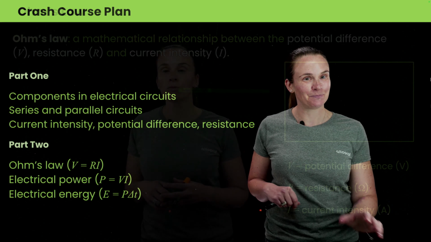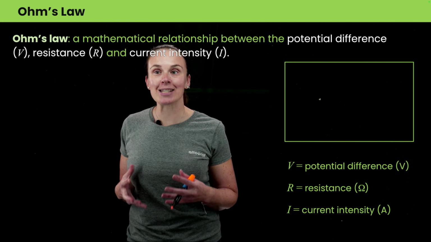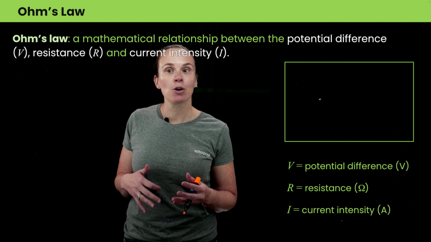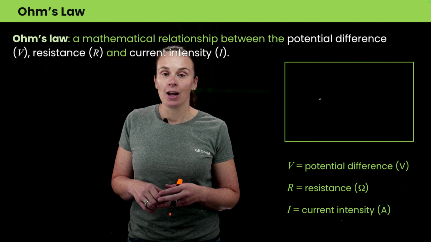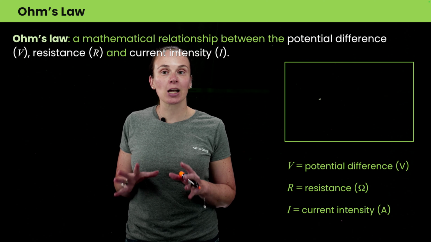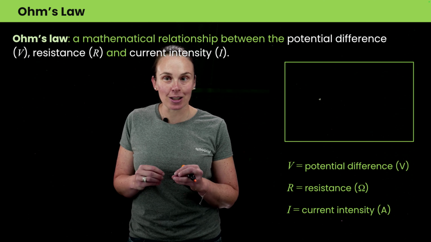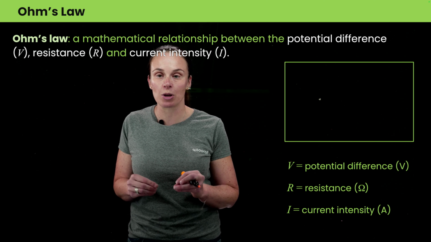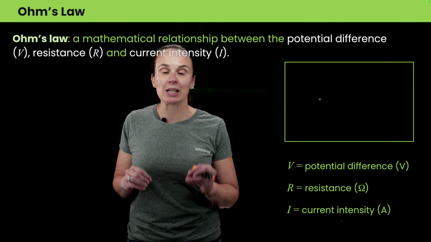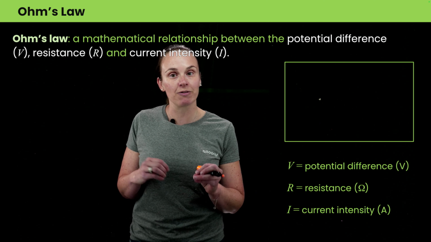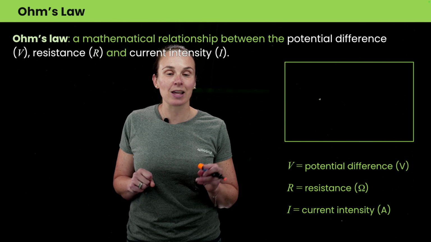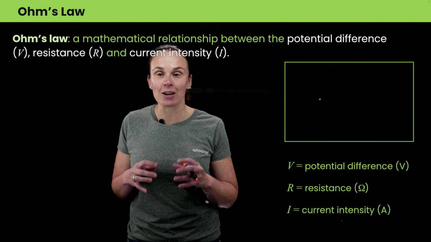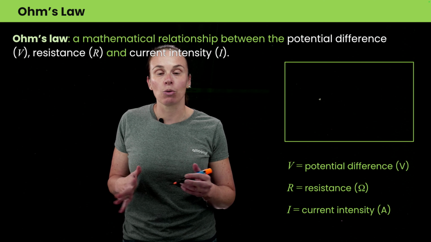So let's get started. The first formula we're going to look at is Ohm's law, a mathematical relationship between the potential difference, resistance, and current intensity in a circuit. Before we jump into the formula, the first thing I want to stress is that when we are dealing with formulas in science, it is so important that you understand the units of measurement associated with each variable. For potential difference, we're talking V for volts. For resistance, we have that Greek symbol, which is ohm, and for current intensity, the unit of measurement is A for amps.